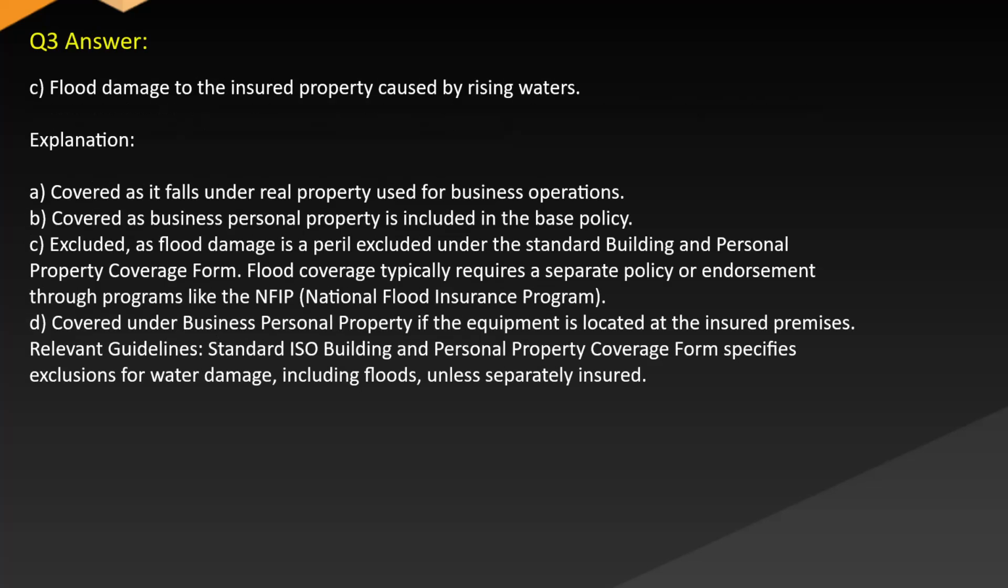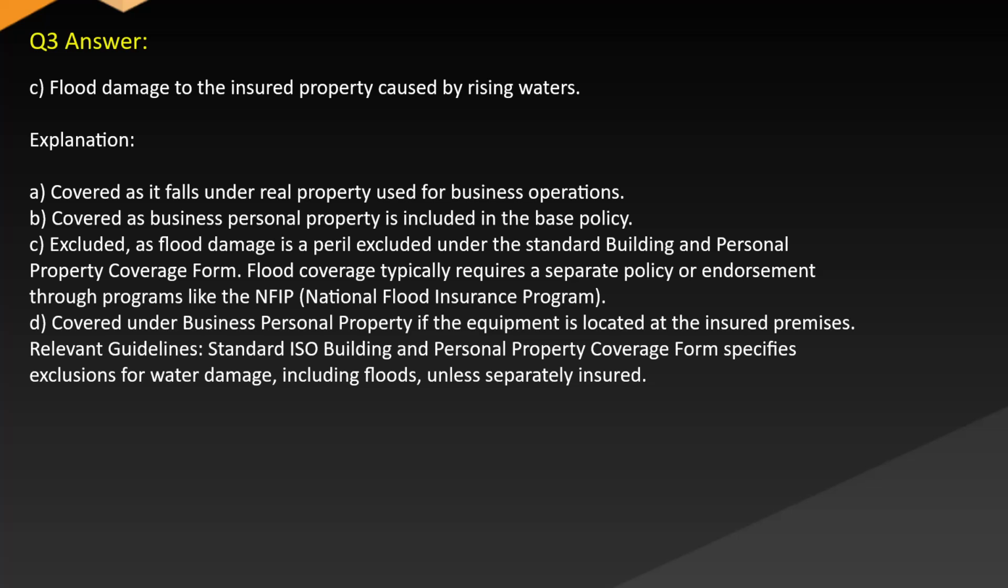Answer: C. Flood damage to the insured property caused by rising waters. Explanation: A. Covered as it falls under real property used for business operations. B. Covered as business personal property is included in the base policy. C. Excluded, as flood damage is a peril excluded under the standard building and personal property coverage form. Flood coverage typically requires a separate policy or endorsement through programs like the NFIP, National Flood Insurance Program.